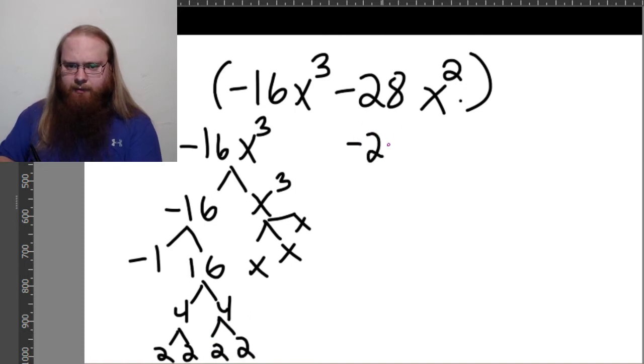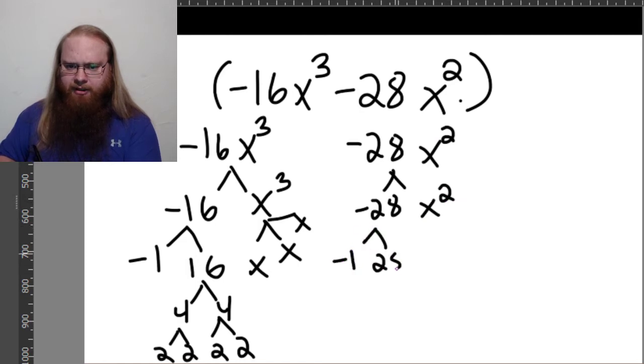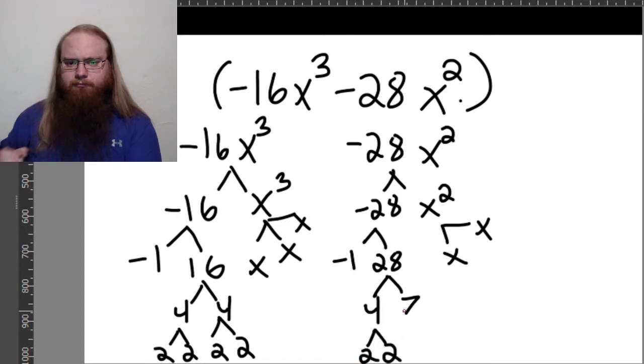Now let's factor negative 28x squared. Again, splitting this up to our number and our variables. We're going to again split this up to a negative 1 in our number. Take care of these x's again. Remember, your exponent's telling you how many there are of that variable. So to factor 28, we're going to do 4 and 7. And 4 is, again, 2 and 2.